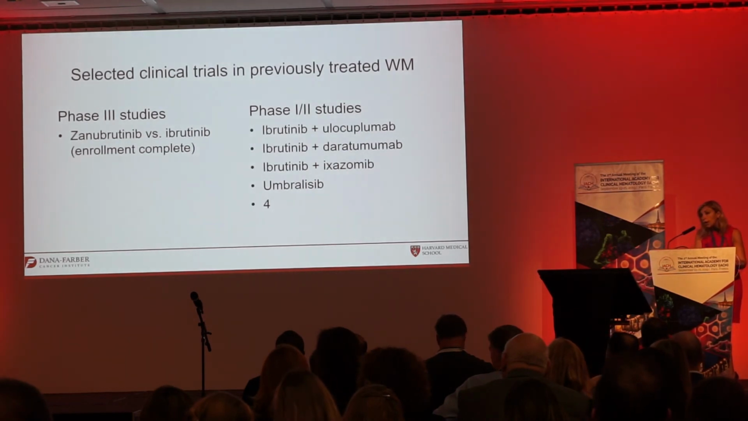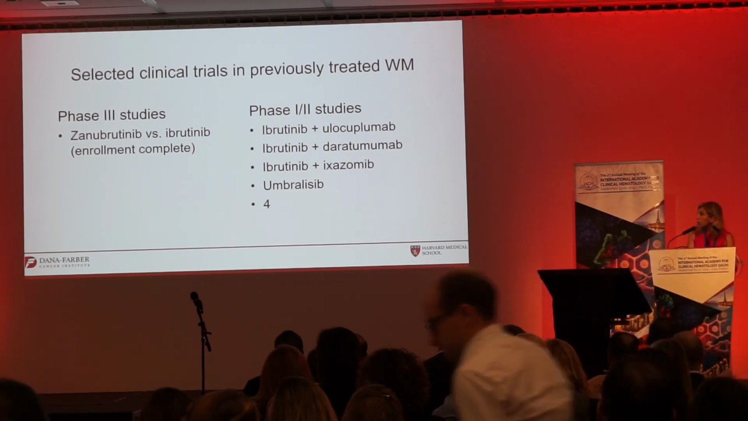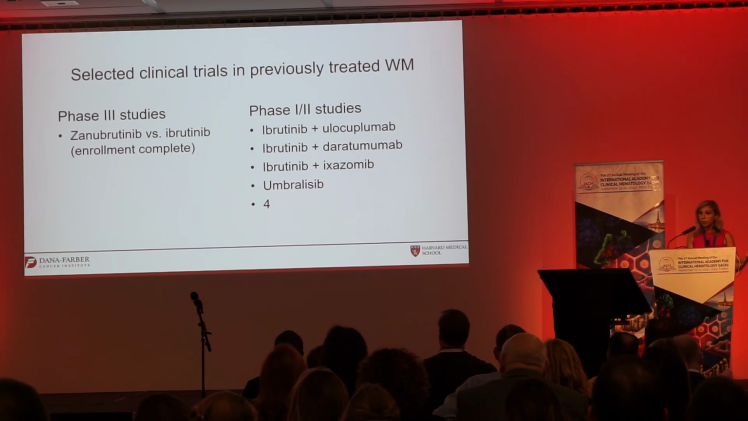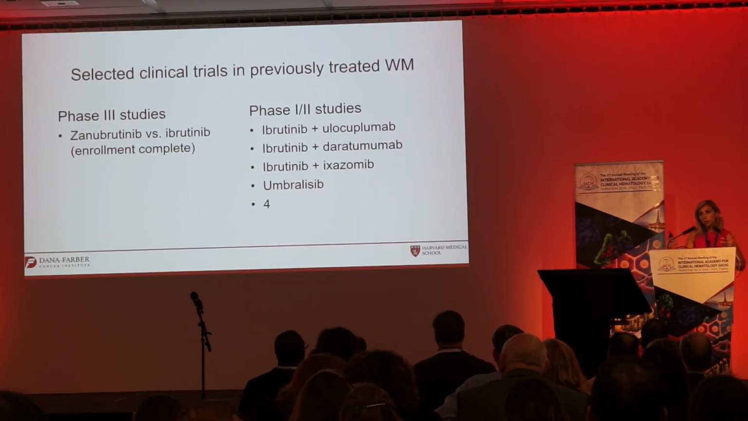So what are the current trials in the relapsed refractory setting? Again, there is a phase 3 trial, which we've talked about, but there are small phase 2 trials that we're working on. Ibrutinib and ulocuplumab, which I showed you, ibrutinib and daratumumab, a CD38 antibody that works very well in myeloma. We're testing it in Waldenstrom. Ibrutinib and ixazomib, which we've talked about in the upfront setting as single agent. Can we bring it in the relapse setting? Trying to combine proteasome inhibition and BTK inhibition, and then other agents. And sorry, this is a mistake of the number 4. We don't have number 4 as a drug.